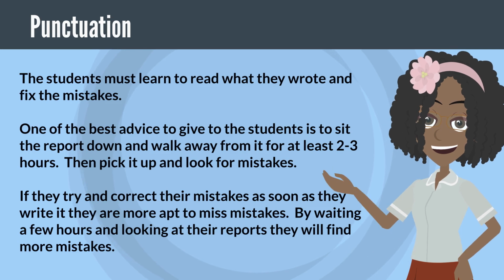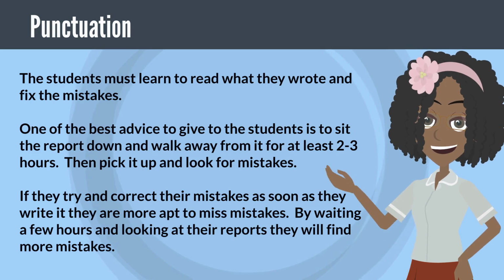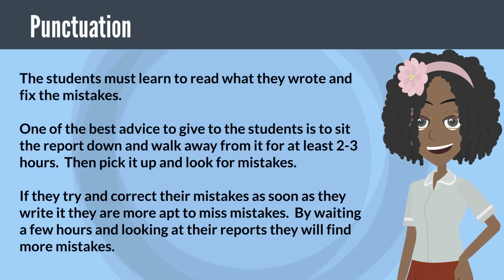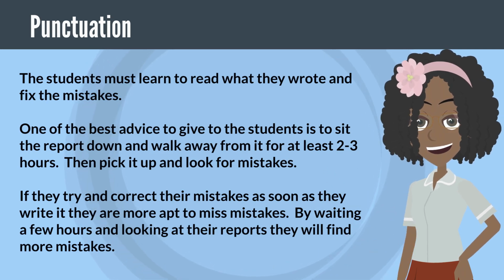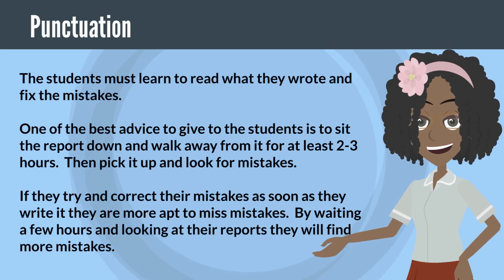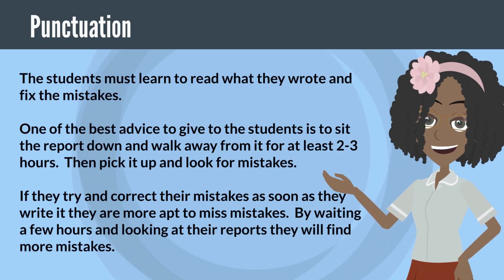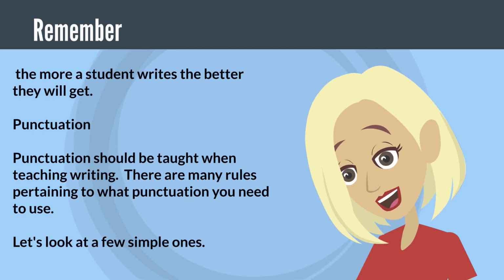The students must learn to read what they wrote and fix the mistakes. One of the best pieces of advice to give to the students is to sit the report down and walk away from it for at least 2 to 3 hours. Then pick it up and look for mistakes. If they try and correct their mistakes as soon as they write it, they are more apt to miss mistakes. By waiting a few hours and looking at their reports, they will find more mistakes. Remember, the more a student writes, the better they will get.